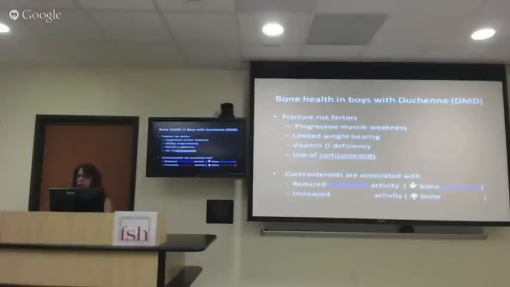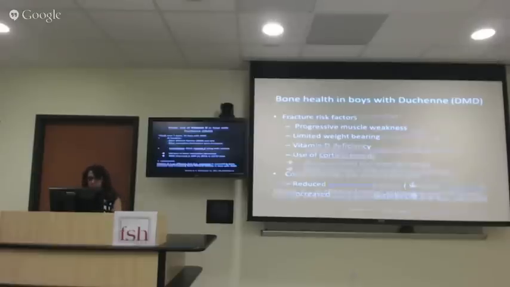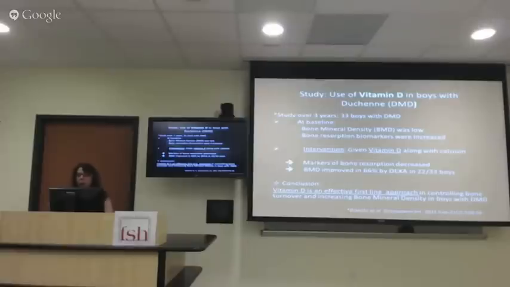Now let's talk a little bit about Duchenne muscular dystrophy. This is another inherited condition where it affects boys, and they usually stop walking by about the teen years. So they have risk factors for fracture based on their progressive muscle weakness and loss of ambulation, limited weight bearing. Most of them do have vitamin D deficiency, and most are on corticosteroids, which is associated with decreased bone formation and increased resorption. An interesting study on bone health in boys with Duchenne looked at vitamin D.